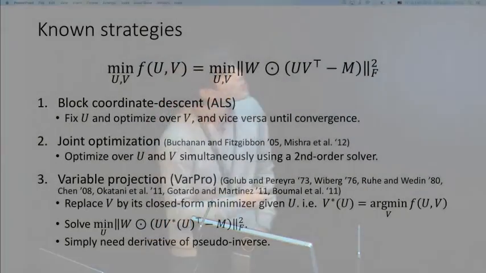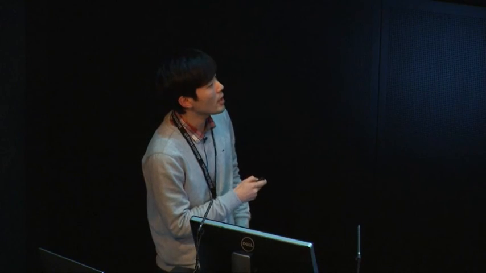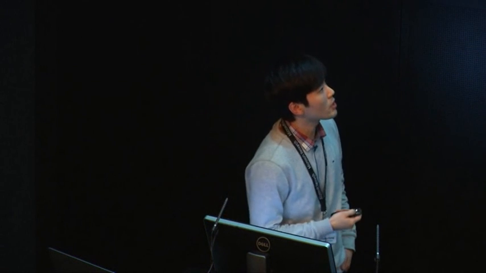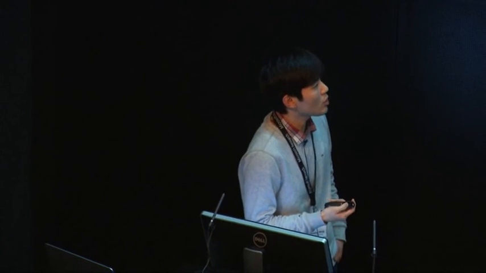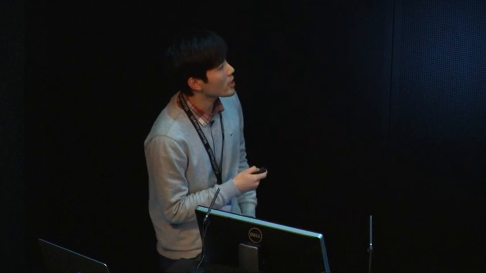So some of the known strategies include alternation, where you just fix one matrix and optimize over another, and vice versa until you reach some kind of convergence. Another thing which was proposed 10 years ago is joint optimization, where you just stack U and V together and optimize over both of them using a Newton solver or a Newton-like solver. And the last approach is variable projection, which has regained attention recently.